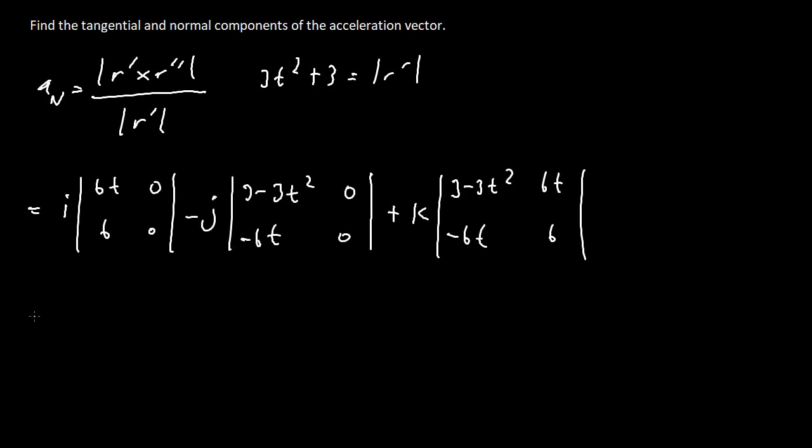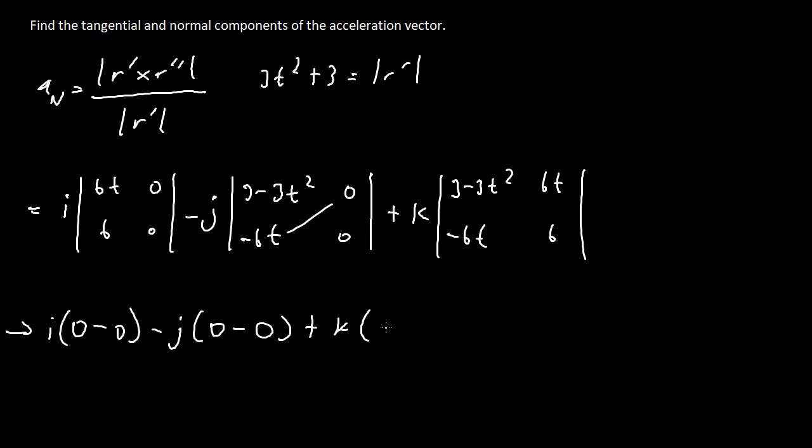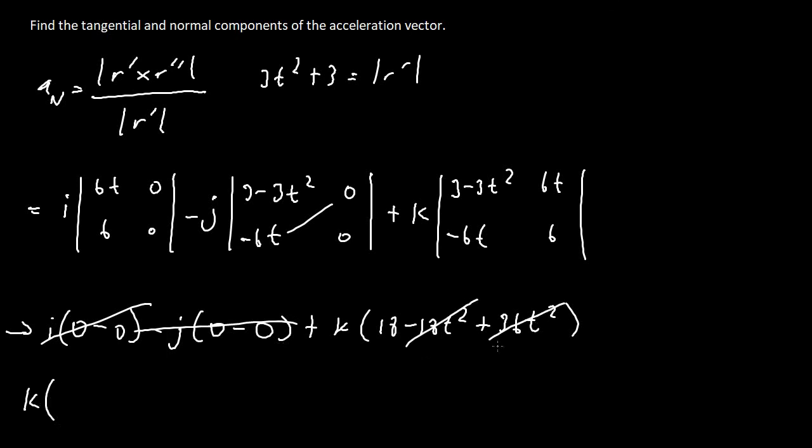Now let's evaluate by cross multiplication. We have i times 6t times 0, which is 0, minus 0 times 6, also 0. Minus j times, that times 0 will give us 0, and we'll also get another 0 when we multiply negative 6t and 0. And then plus k times 6 times 3 minus 3t squared, which gives us 18 minus 18t squared. And then minus negative 6t times 6t is negative 36t squared. When we subtract a negative, it's going to be a positive 36t squared. So the zeros cancel out i and j, and we're left with k times negative 18t squared plus 36t squared, which gives a positive 18t squared, and then plus 18. I can rewrite this as 18t squared plus 18 times k. So that is equal to the cross product of r prime and r double prime.